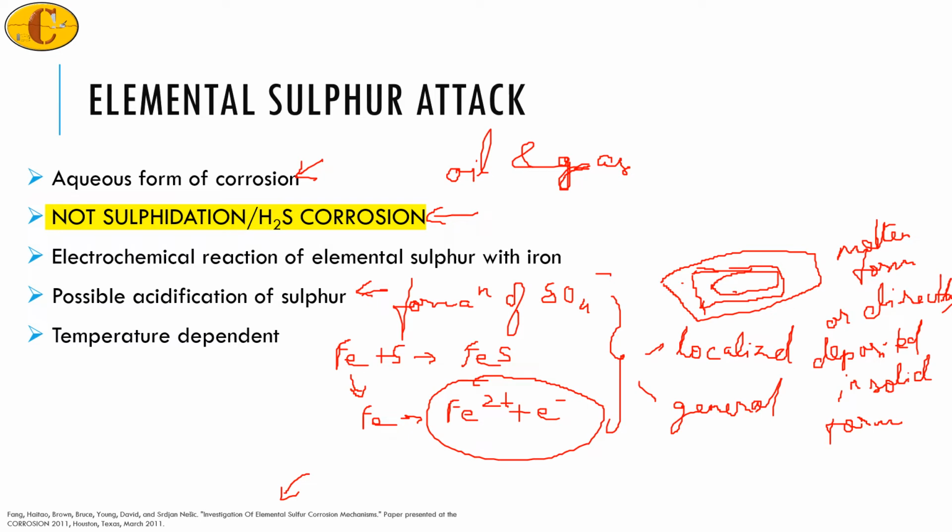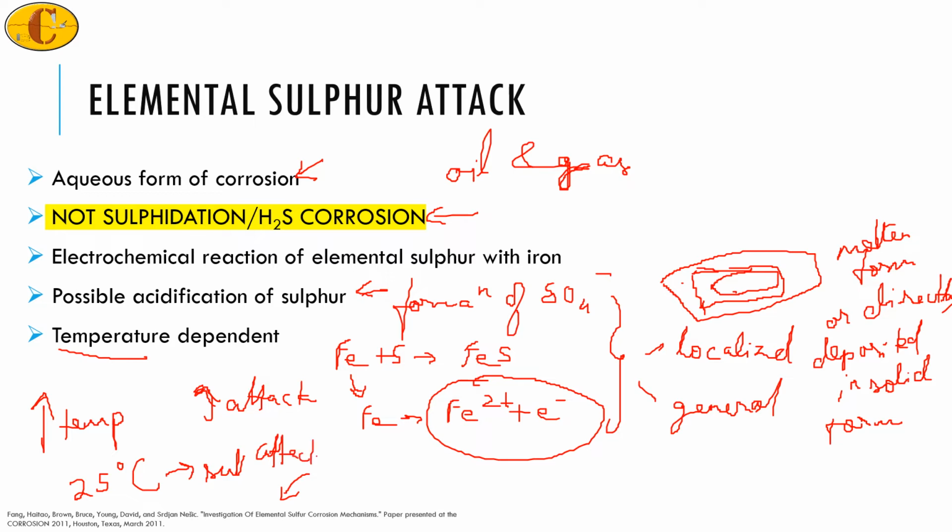Now, a parameter is temperature. This process is temperature dependent. The higher the temperature, the greater will be the attack. Even at room temperature, that is 25 degrees Celsius, there will be sulfur attack, but it will be less. And if you go up to 80 degrees Celsius, the sulfur attack will be severe.